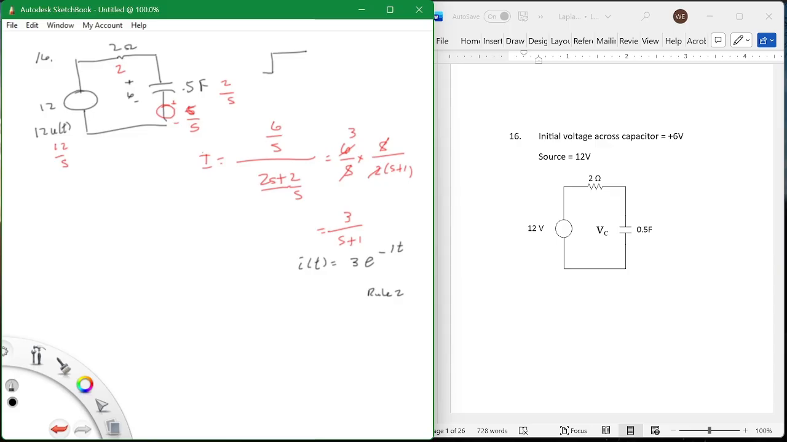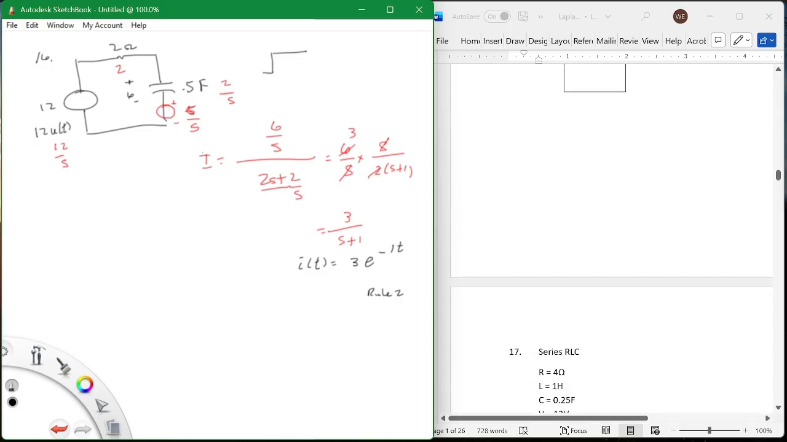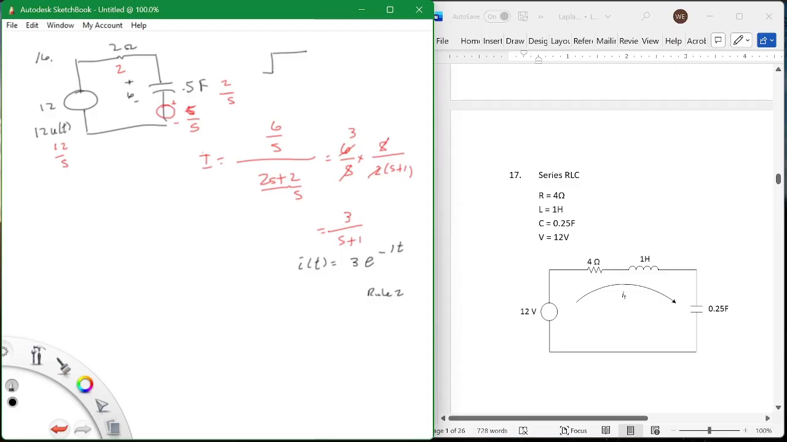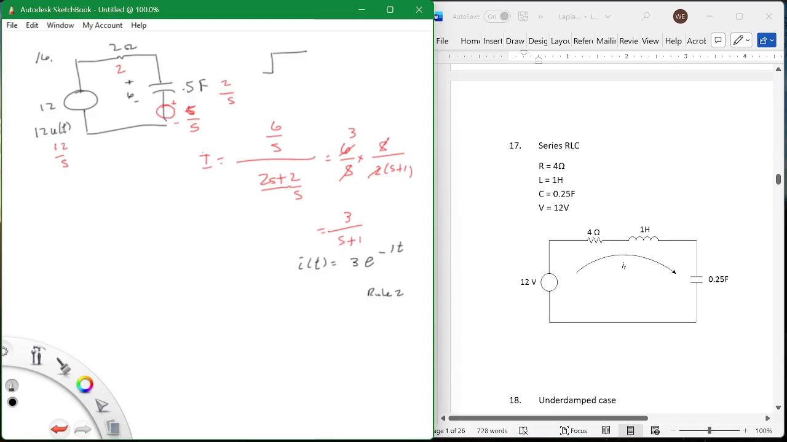Okay. Moving on. Number 17. So they just keep going. Like I said, I added some more last night, and I'm not going to add a lot more, but I did add the tank circuit, and I did add a couple, 3 from the Van Valkenburg book.